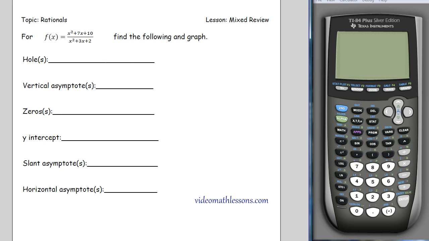It says for f of x equals x squared plus 7x plus 10 over x squared plus 3x plus 2, find the following information. So when I have my original problem, I need to factor the top and factor the bottom, because I need to see what all the pieces are. The top I get is x plus 5, x plus 2, and the bottom I get is x plus 2, x plus 1.